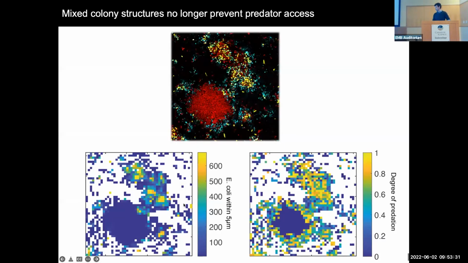Okay, and then this is just a quantification of the effects that we're seeing, where E. coli is mixed up with cholera in this case. That's what the color map is showing. And that's where we see a lot of predation, which is what this color map is showing. Whereas here, the center of the colony is protected, as we've seen before.